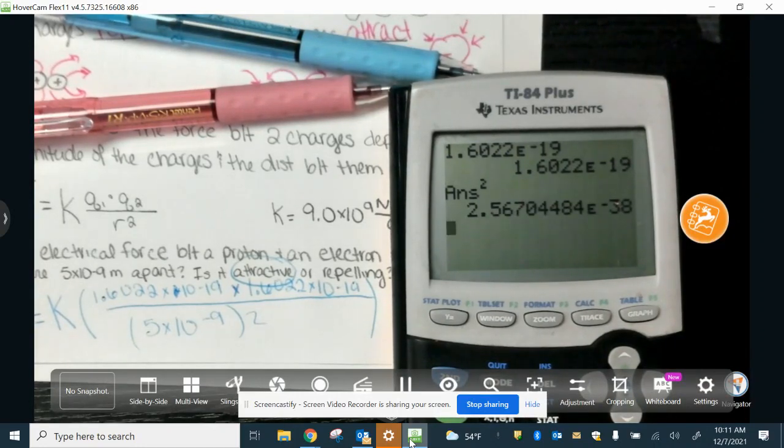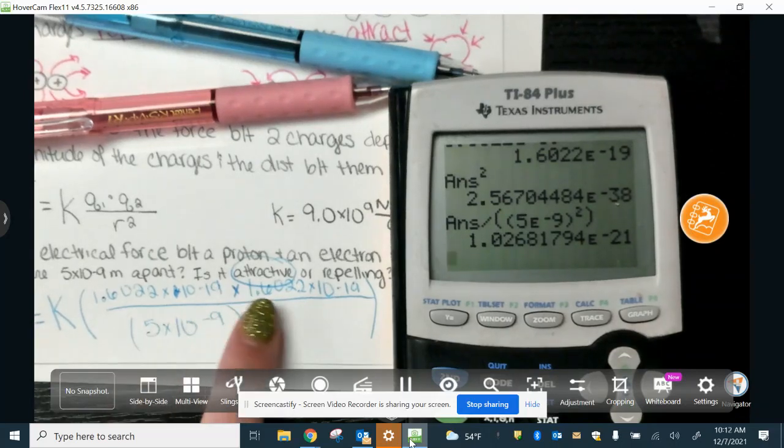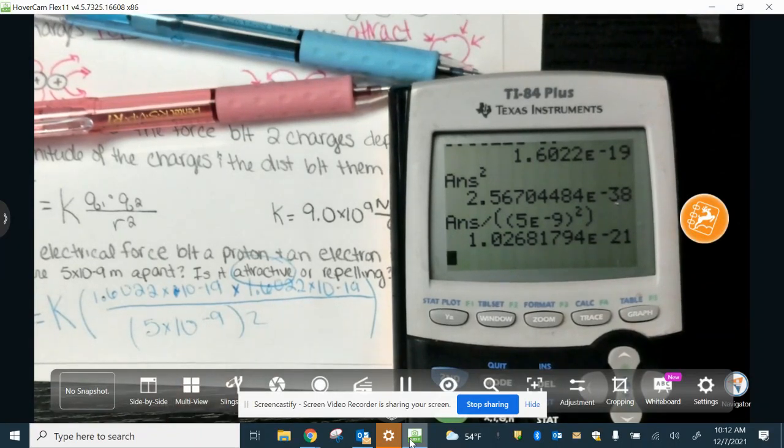All right, when you multiply out the top, you should get 2.56 times 10 to the negative 38. I'm going to divide it by the bottom. I'm going to make sure that's squared. And that's where I'm at right there. That's not my answer, but I'm going to let you catch up. So I multiplied this times this, and then I divided by this squared. Watch your parentheses. Make sure that you're not trying to square the entire answer.